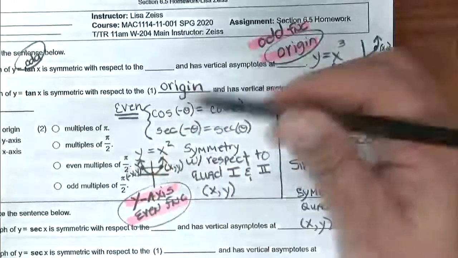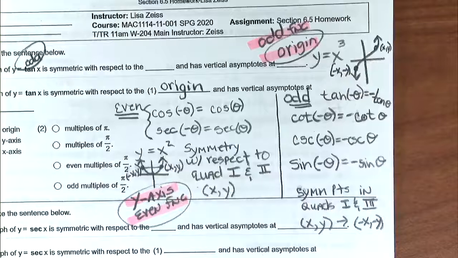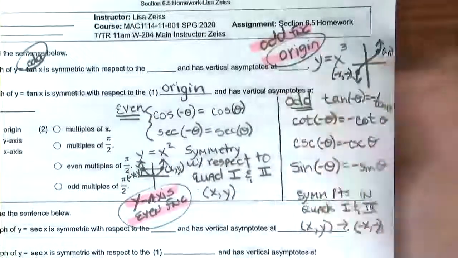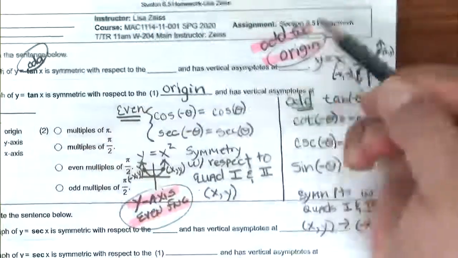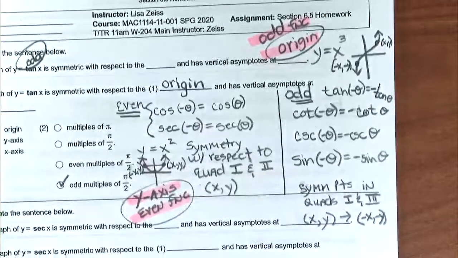And then it says n has vertical asymptotes. Okay, go look at your picture. Vertical asymptotes, you're looking at the tan graph. Where are the asymptotes? Are they at integer multiples of pi or odd multiples of pi over 2? Odd multiples of pi over 2. So you just look at the picture, and you're going to go, we picked origin for our first answer, then we picked odd multiples of pi over 2.